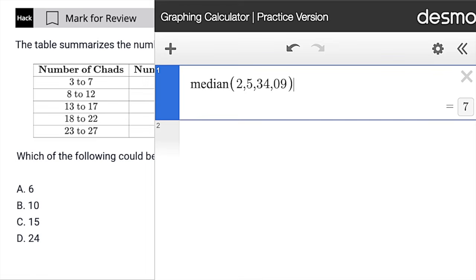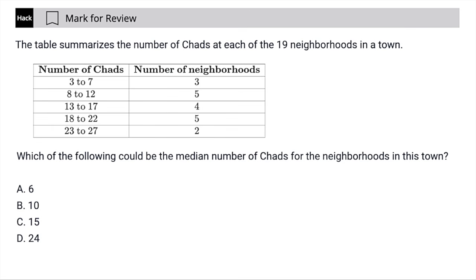But what happens when you have a larger list like this one with 19 neighborhoods? This is where the median trick comes in handy. And it goes a little something like this. You take your total number of values and divide by 2. So in this case, it would be 19 divided by 2. That's obviously going to be 9.5. And when you get a decimal like this, because you have an uneven number, you're going to round up to 10.